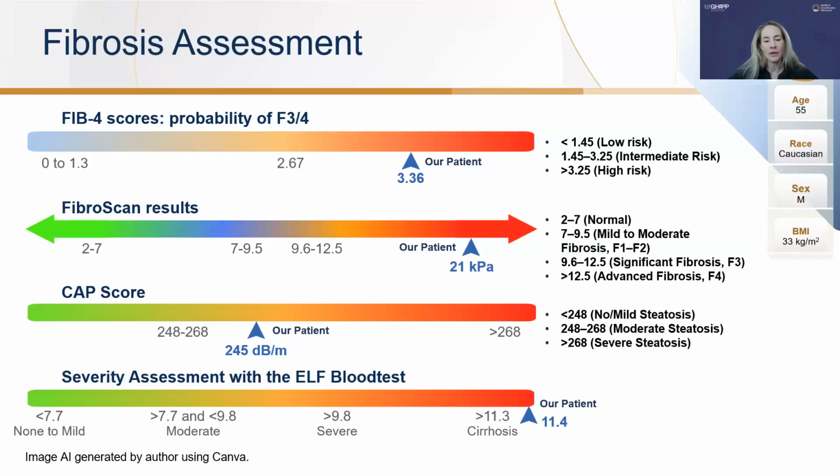We do, again, get an ELF test on this patient, and the ELF test comes back in the cirrhotic range at 11.4. And notable here, too, is that we know with the ELF test that specificity gets higher for advanced fibrosis and cirrhosis at those higher ELF scores. So again, I look at this, we have 3 non-invasive tests here that are concordant that all suggest that this patient is in the cirrhotic range, F4 range, with concern for developing portal hypertension.